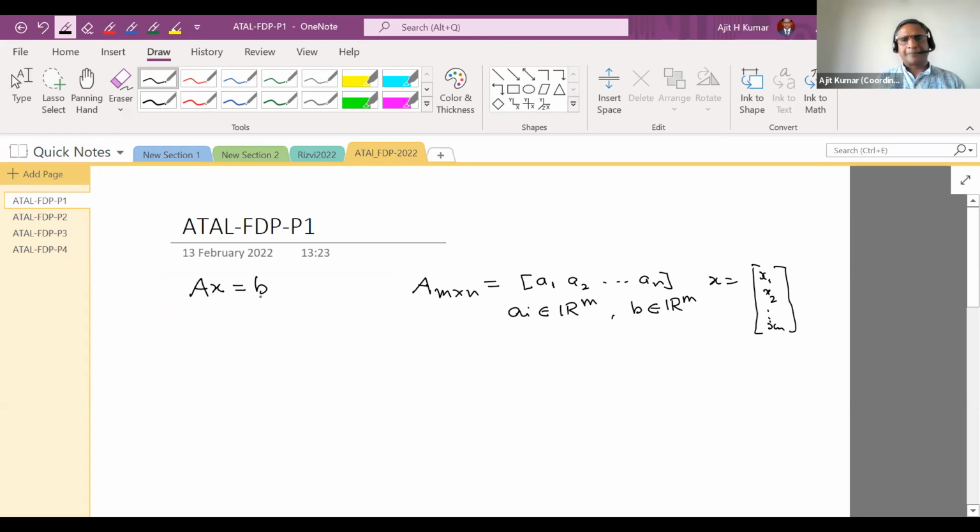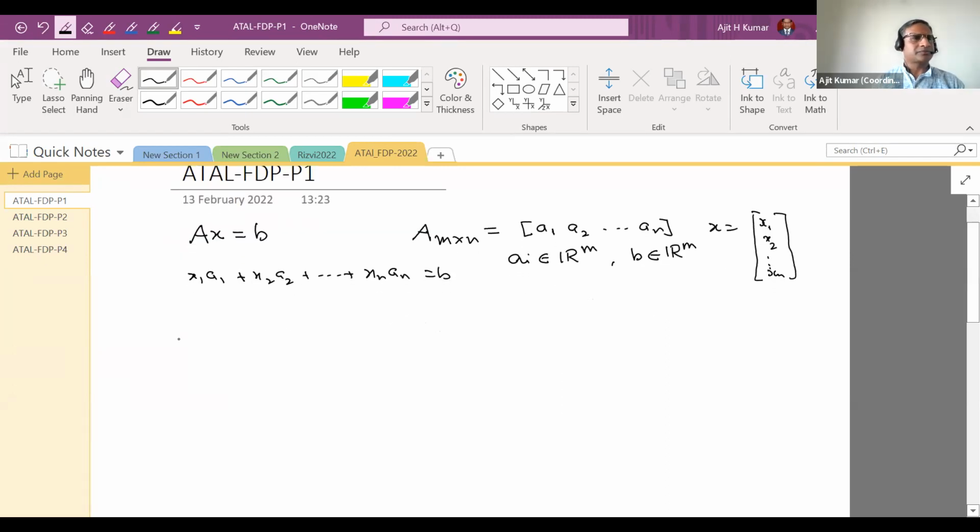This equation, it is quite easy to see. I can write this Ax equal to B as x1 times A1 plus x2 times A2 plus dot, dot, dot, xn times An, equal to B. We can write this equation in this form. Is this clear to everybody? If it is clear, you can click yes. Otherwise, no. Or if you have some question, you can raise your hand. This is quite simple. I'm sure most of you must have seen this.